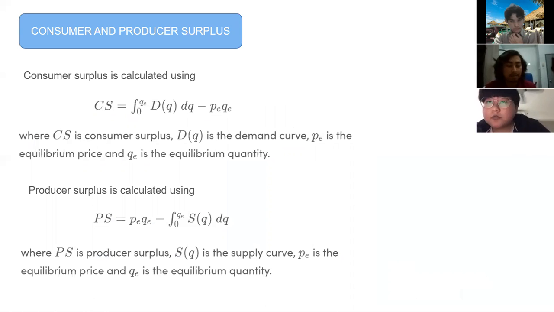Consumer surplus and producer surplus. Consumer surplus is calculated using CS equals the integral from 0 to QE of D(Q) dQ minus P times QE, where CS is the consumer surplus, D(Q) is the demand curve, P is the equilibrium price, and QE is the equilibrium quantity. Producer surplus is calculated using PS equals P times QE minus the integral from 0 to QE of S(Q) dQ, where PS is the producer surplus, S(Q) is the supply curve, P is the equilibrium price, and QE is the equilibrium quantity.